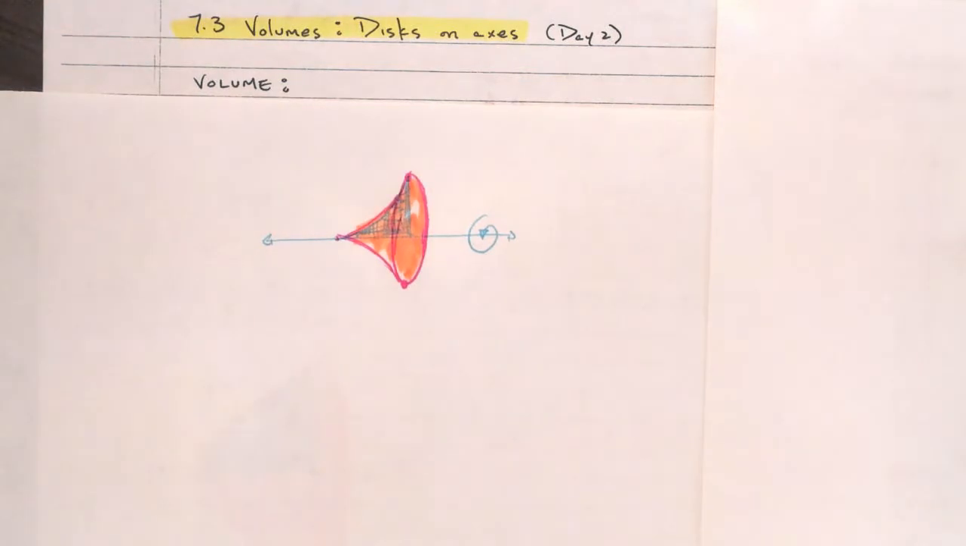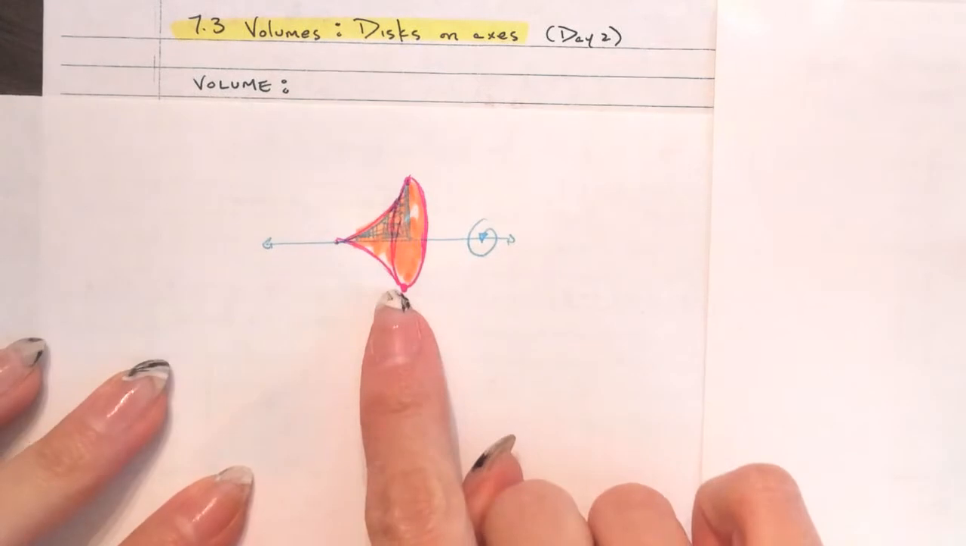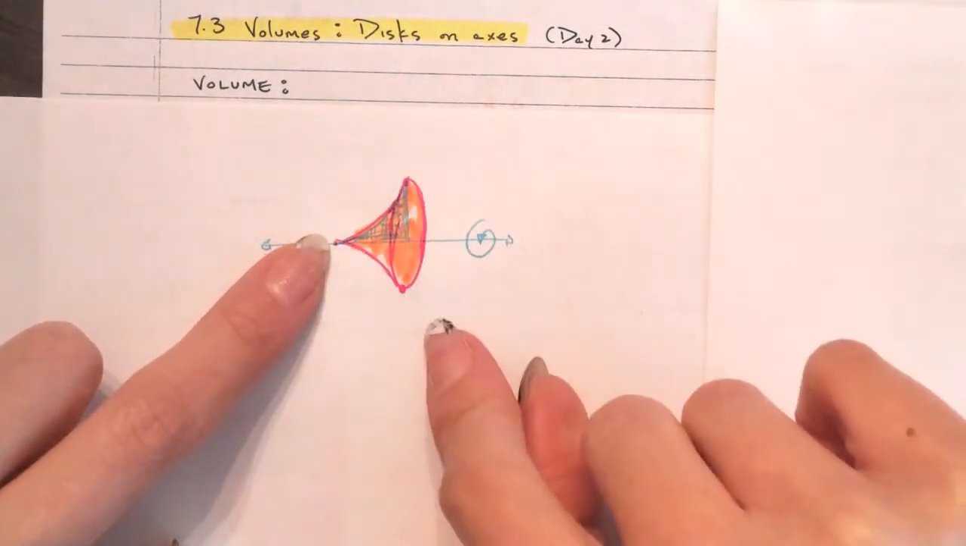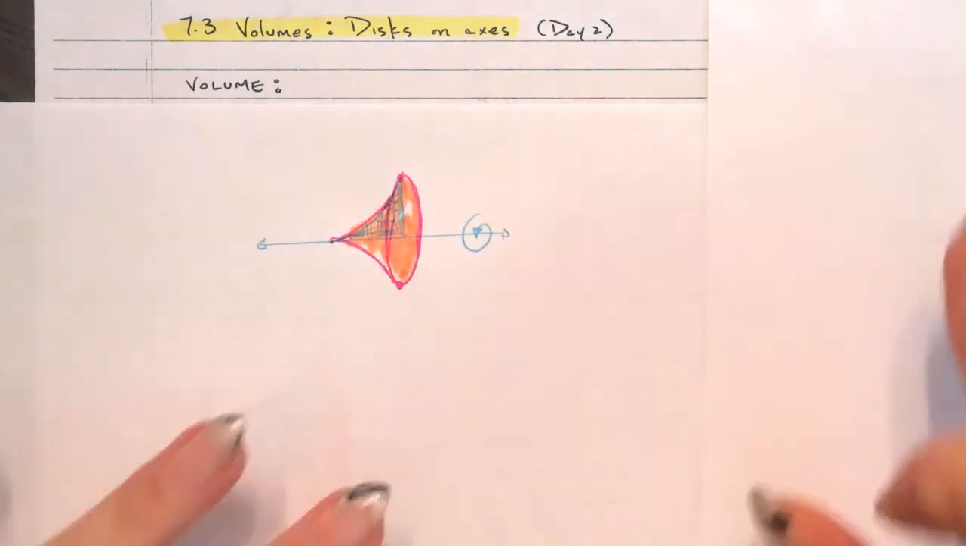Do they all look like funnels? No. Do a lot of them? Kind of. Like cones, funnels, something like that. Sometimes they're closed, sometimes they're open. It just depends on the figure.